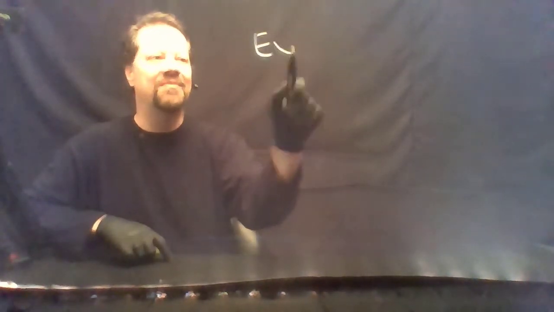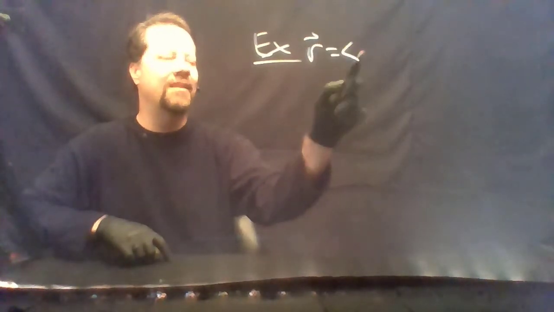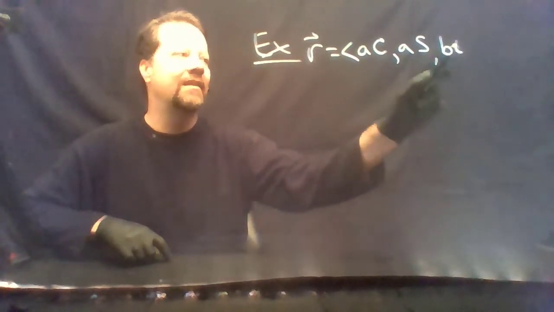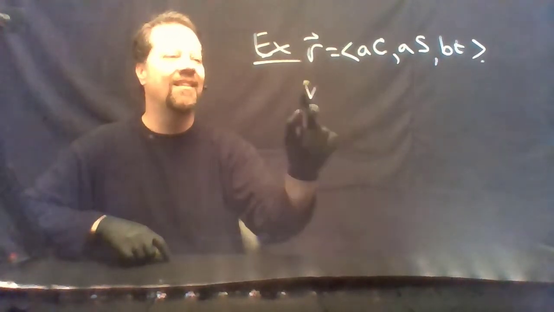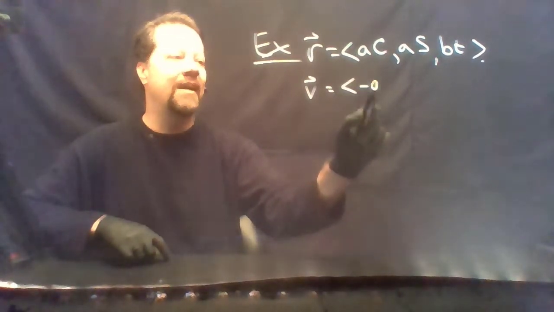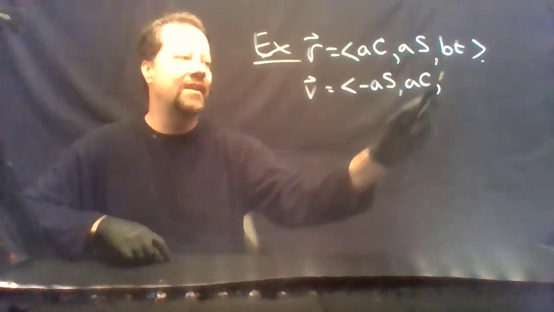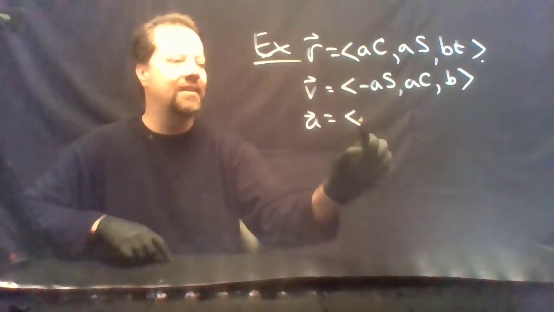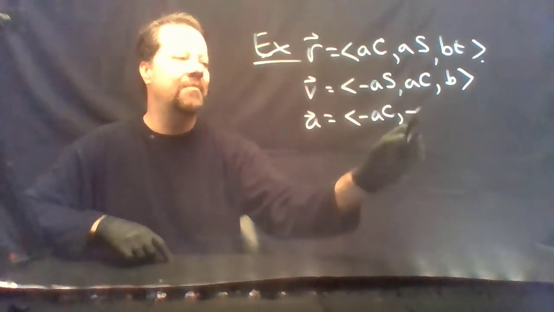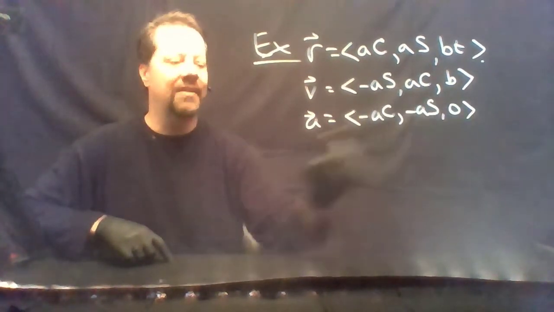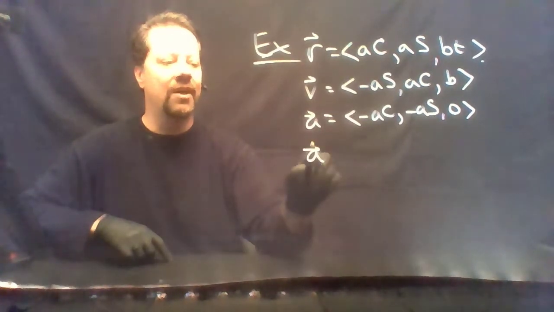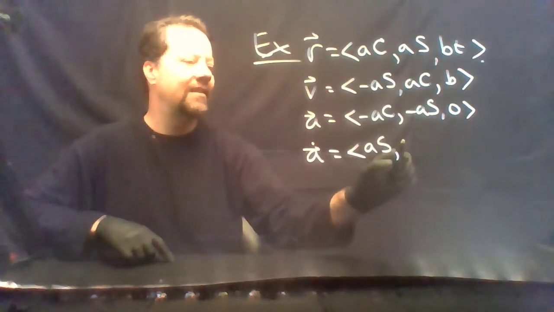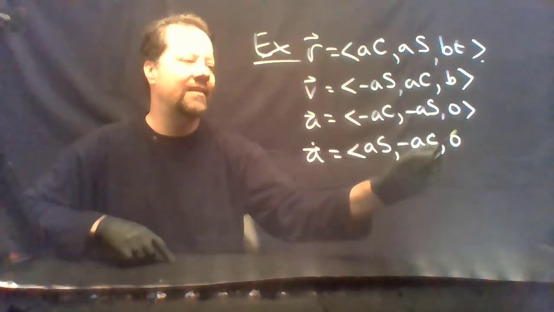Let's do an example. Let's suppose r is, let's say, a cosine t, a sine t, b t. And the velocity is minus a sine t, a cosine t, b. And the acceleration is minus a cosine t, minus a sine t, 0. And the jerk is going to be a sine t, minus a cosine t, 0.